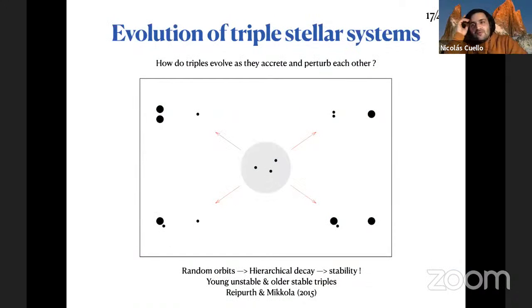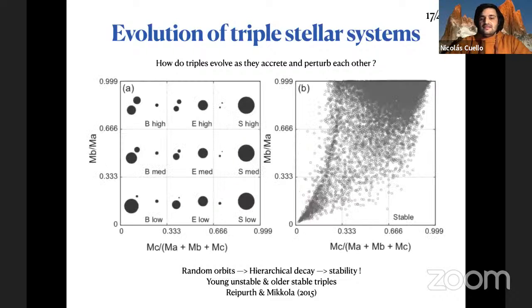So if we want to understand triples, one needs to follow their evolution since when they form and see how they end up. This is a numerical experiment that Reipurth and Mikkola did in 2015, where you can see that you have 3 stars, and there is material around. According to how you accrete material, you can end up in different places.